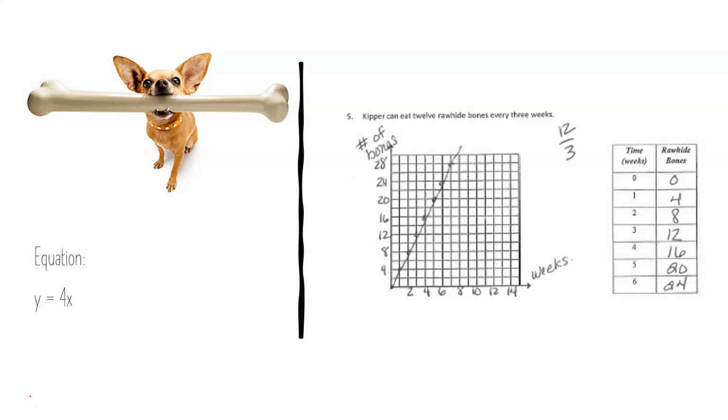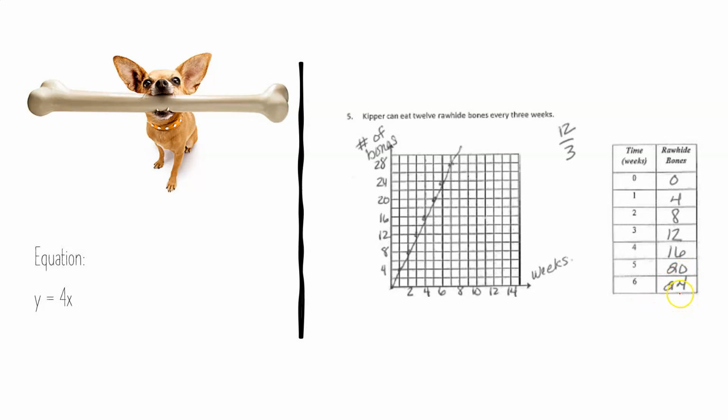Number 5. Kipper can eat 12 rawhide bones every 3 weeks. You have to find the unit rate by taking your y and dividing by your x, or 12 divided by 3, which gives you a unit rate of 4. So at 0 weeks, no rawhides. 1 week, 4 rawhides. 2, 8; 3, 12; 4, 16; 5, 20; and 6, 24 rawhide bones.